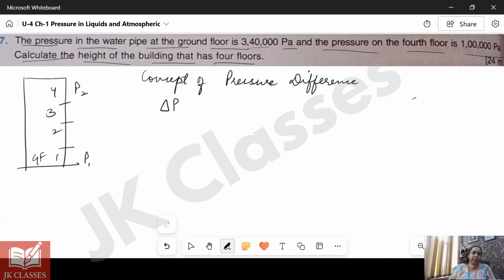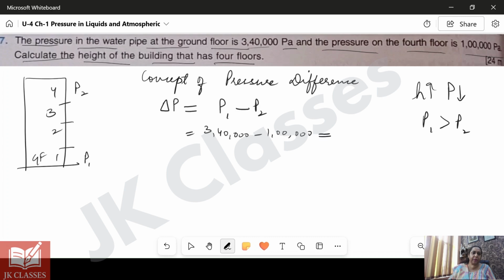We know that as the height increases, the pressure decreases. Therefore, P1 will be greater than P2. And so, delta P will be P1 minus P2, that is 3,40,000 minus 1 lakh. So, we get the delta P as 2,40,000 Pascal.